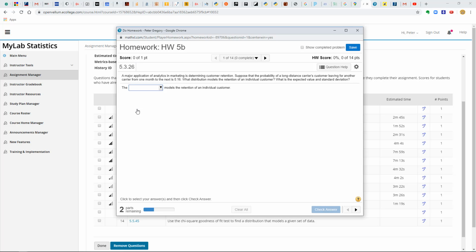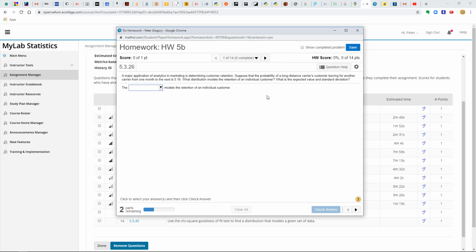A major application of analytics in marketing is determination of customer retention. Suppose that the probability of a long distance carrier's customer leaving for another carrier from one month to the next is 0.16. These are algorithmic problems, so each of you will get a different set of numbers; every time I do this, I get a different set. What distribution models the retention of an individual customer? What is the expected value and standard deviation?